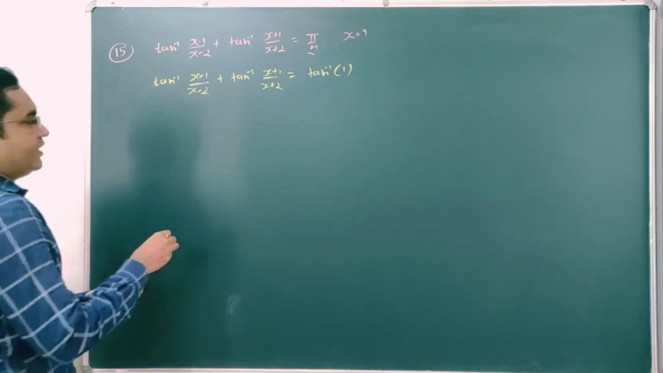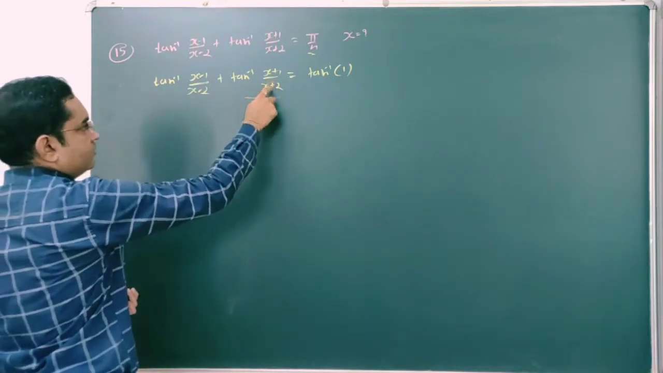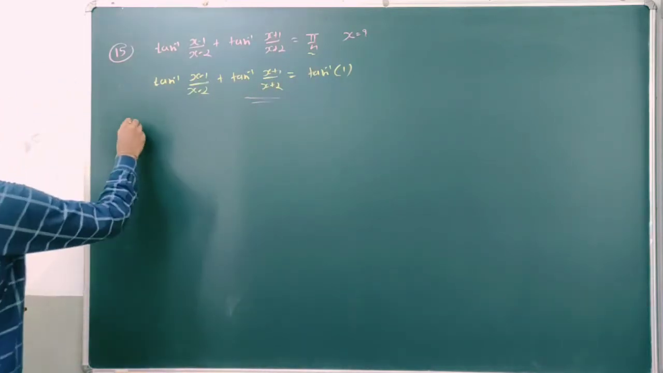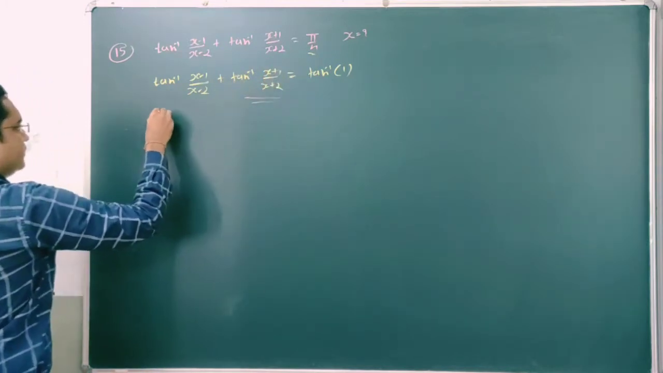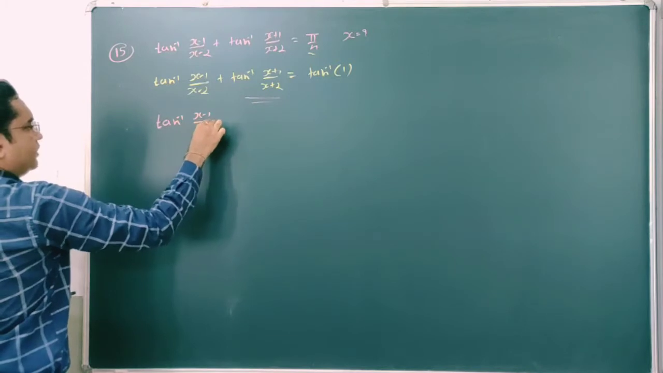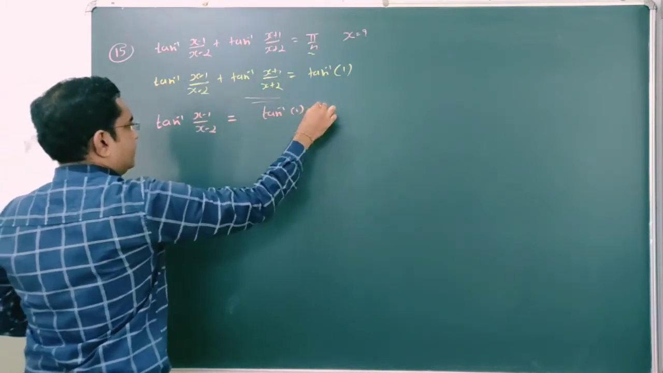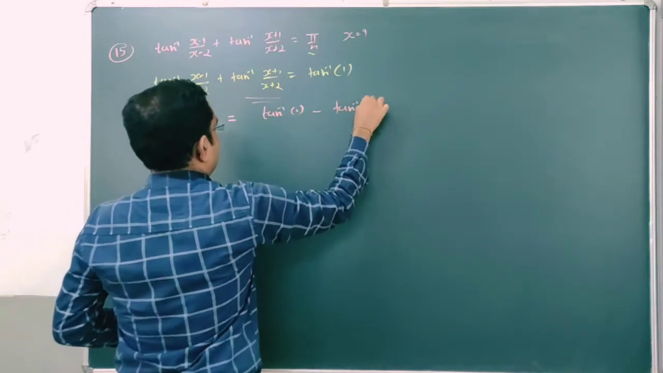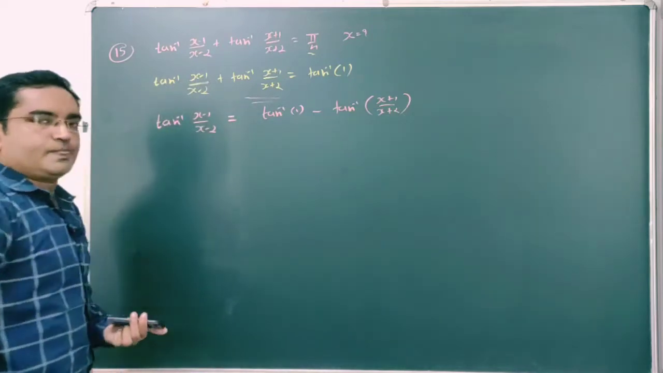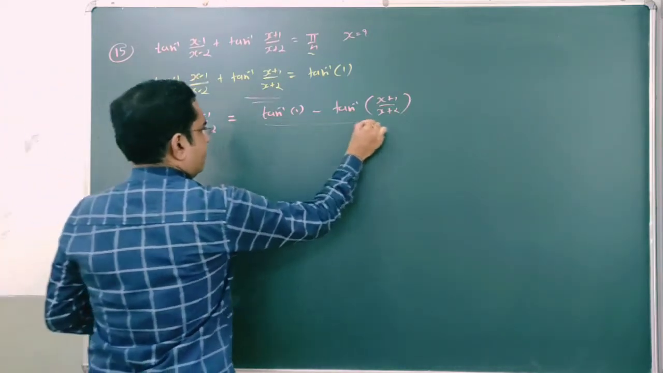Now for the ease of simplification, we are taking this tan inverse x plus 1 upon x plus 2 on the right hand side. यहाँ पर भी आप फॉर्मूला अप्लाई कर सकते हो, लेकिन वो थोड़ा टिपिकल हो जाएगा, तो इसको सामने ले लो. So this one is tan inverse x minus 1 upon x minus 2 is equal to tan inverse 1 minus tan inverse x plus 1 upon x plus 2. So formula आ गया tan inverse x minus tan inverse y, है ना. We are applying that formula over here.